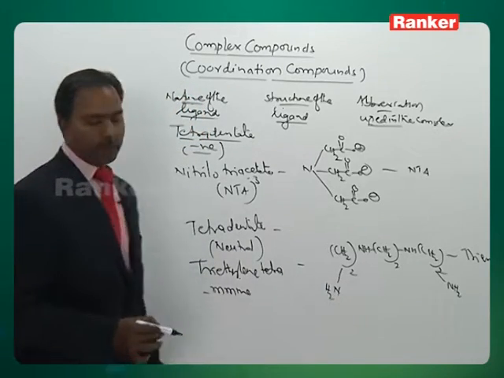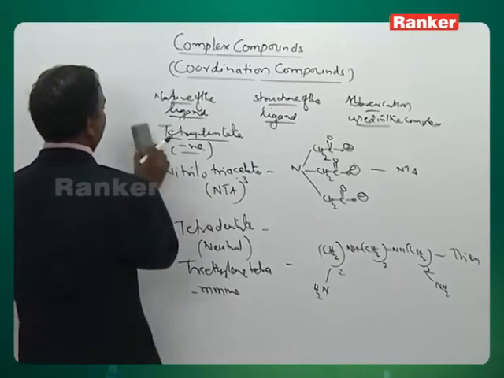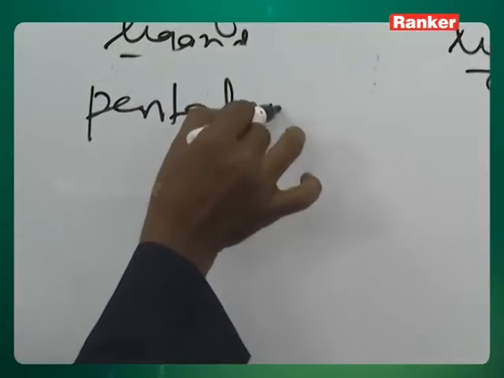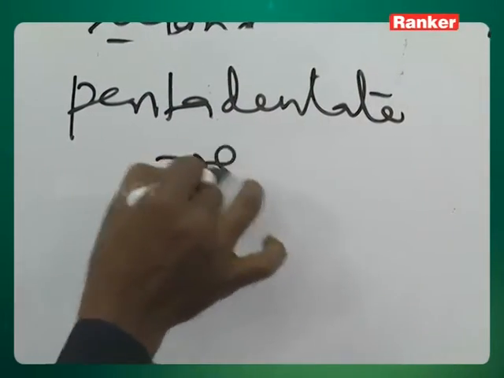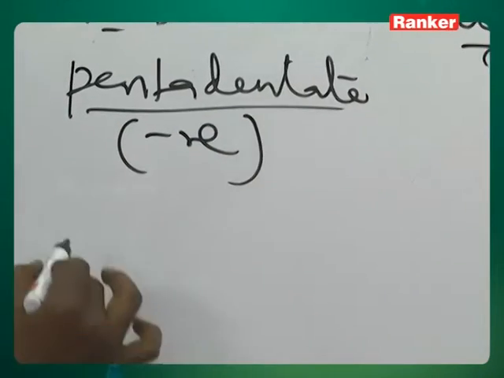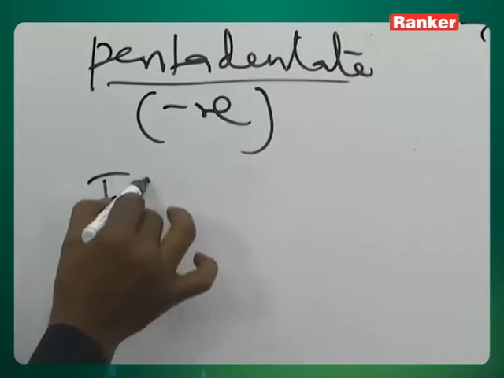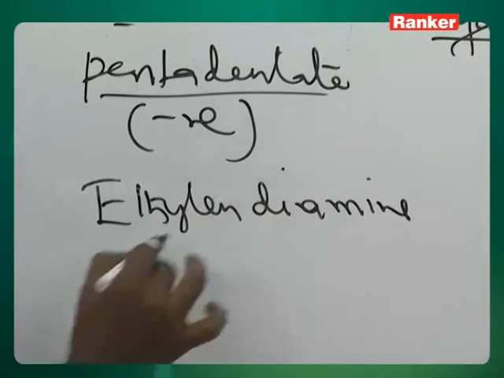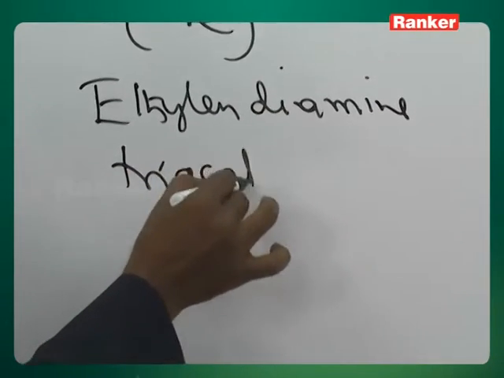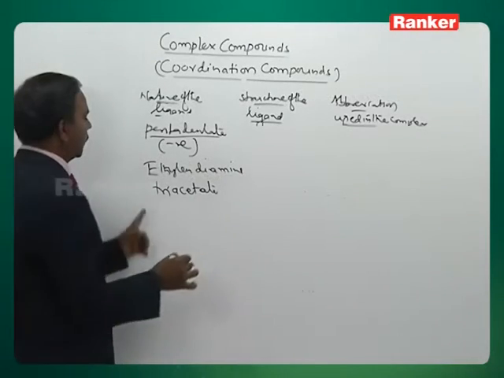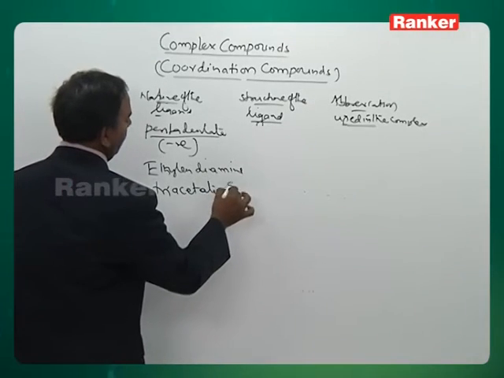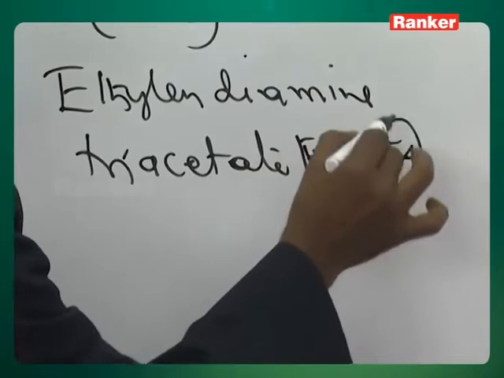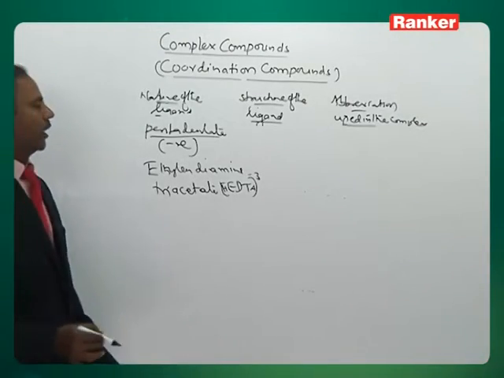Next let us see the pentadentate negative ligand. It is ethylene diamine triacetate. It is HEDTA, with a charge of -3.